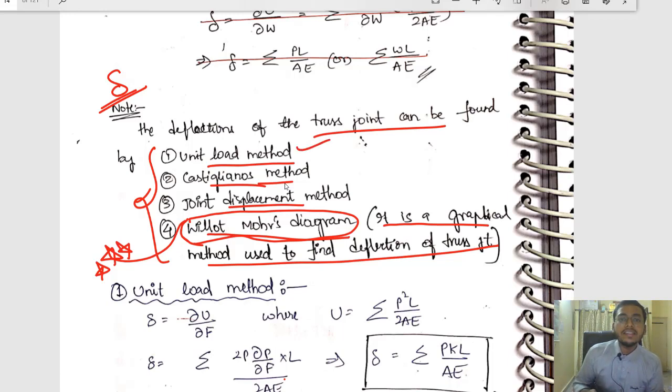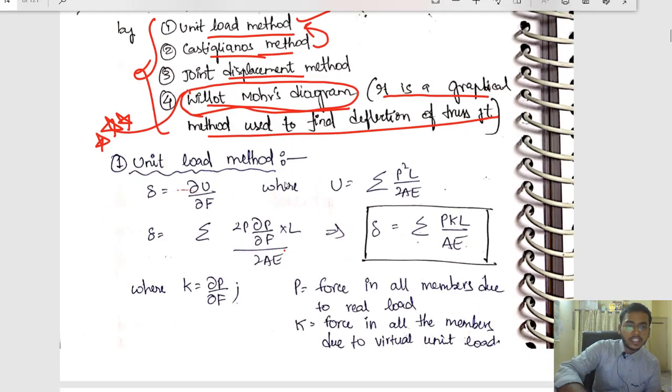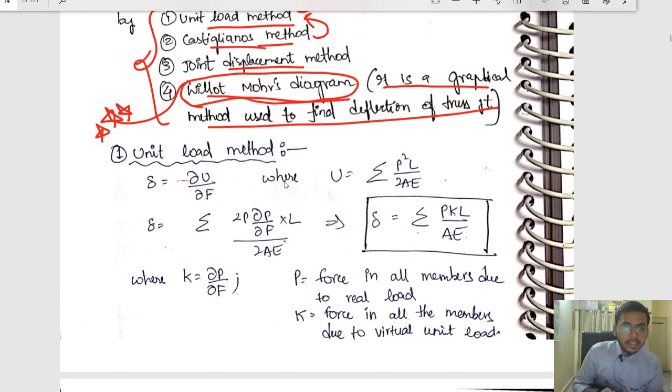So we will be using only the unit load method. It is nothing but the extension of Castigliano's method. So let us see this unit load method. First of all, we have just seen from Castigliano's theorem 2 how to get deflection. What was the deflection? ∂U/∂F, right? Agreed. What is U? Strain energy stored due to gradual loading. So it was summation of the axial force squared times L by 2AE.